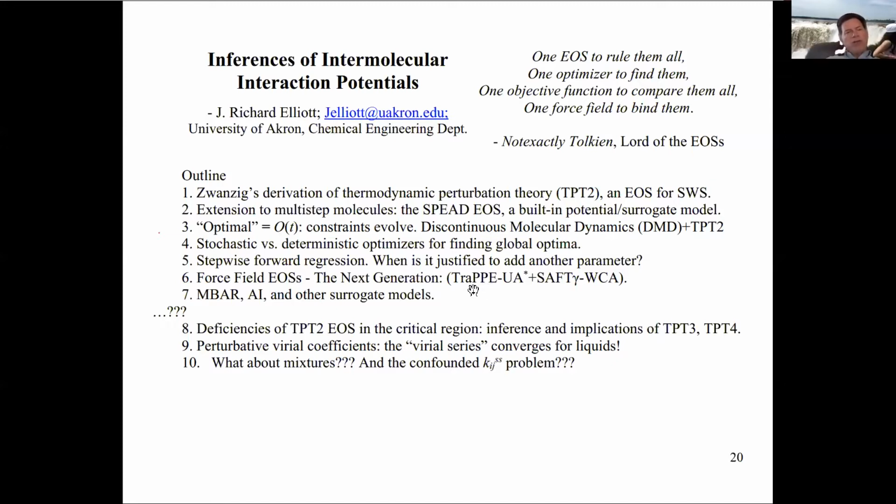What's going on with the next generation? Can we get away from step potentials and start working on more, well, let's call them smooth potentials. I almost said more realistic potentials, but that would infer that they're perfect, okay? And one of the points I want to make is that maybe they're not. And then some methods for doing that kind of inference that would be similar in efficiency to what this SPEAD EOS is.